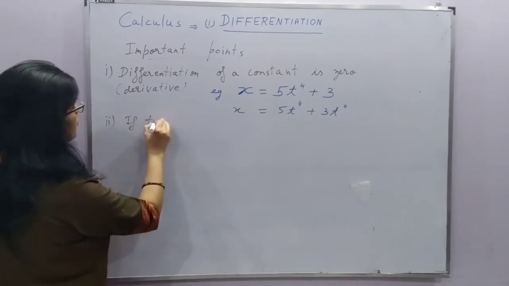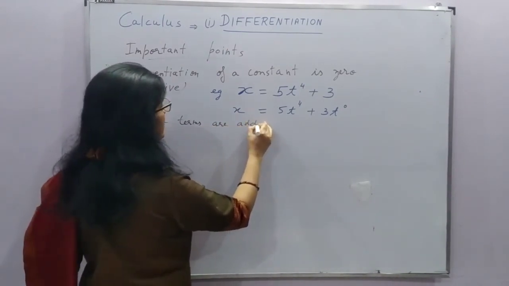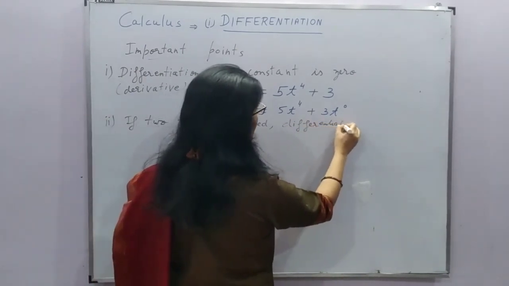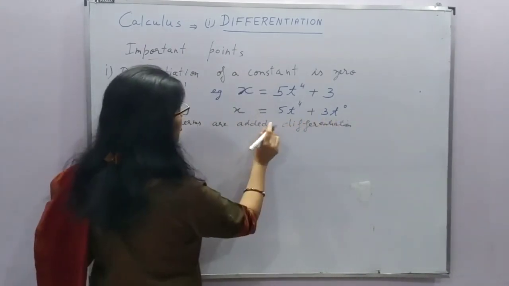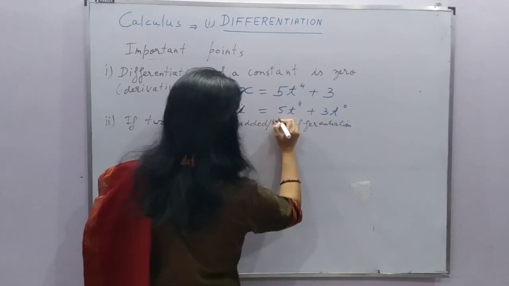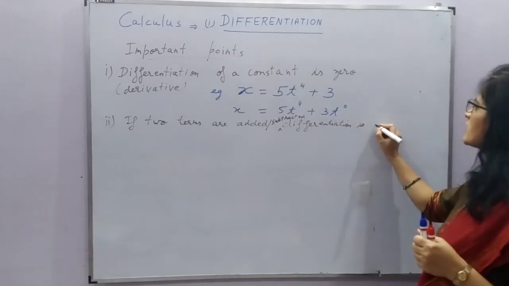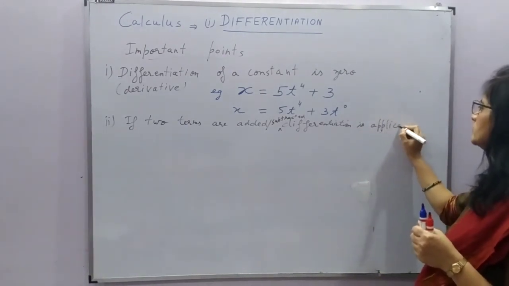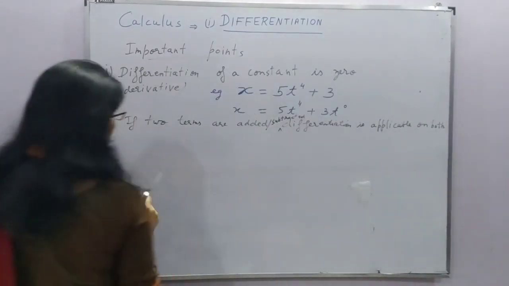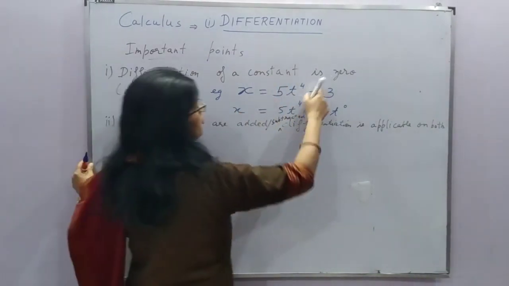If two terms are added or subtracted, I would say, differentiation is applicable on both. Right? So that means here these two terms are added. We have to apply differentiation over this term and differentiation over this term.